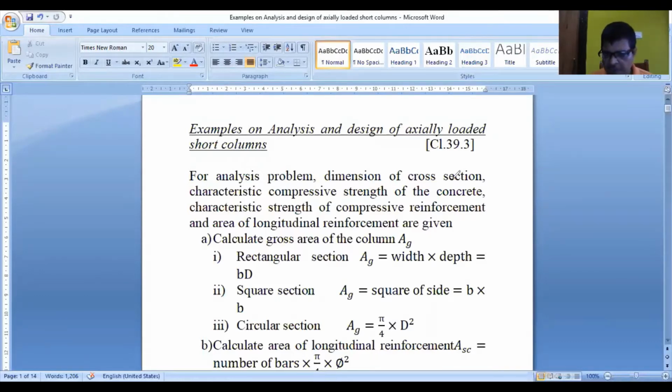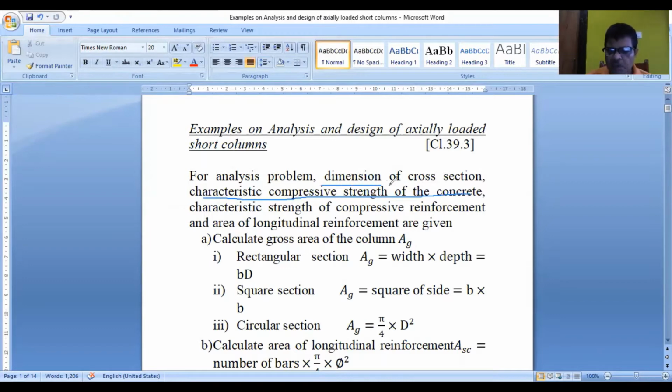Now, in an analysis problem, the data will be given with the dimensions of the cross section. Then the characteristic compressive strength of concrete, that is fck, will be given, and the strength of reinforcement. So the grade of concrete and grade of steel will be given. If it is M20, then fck will be 20 Newton per millimeter square. If your grade of steel is Fe415, then fy will be equal to 415 Newton per millimeter square.